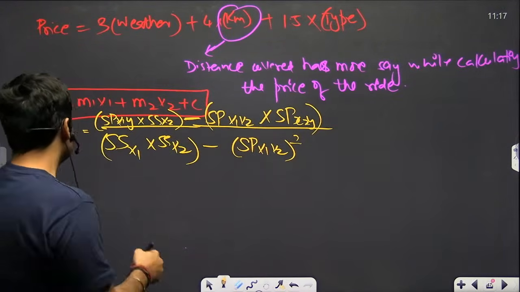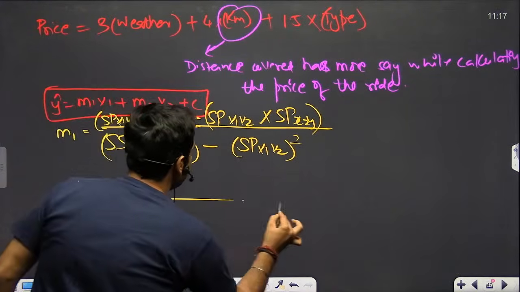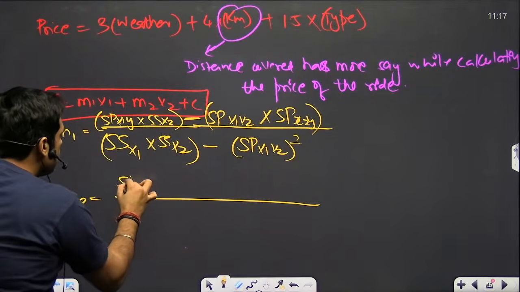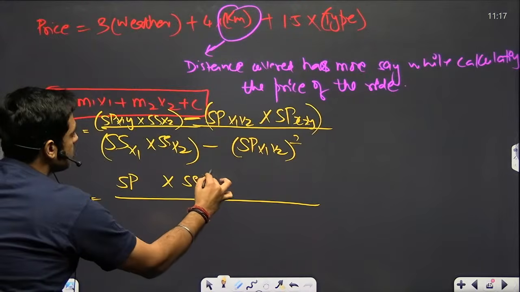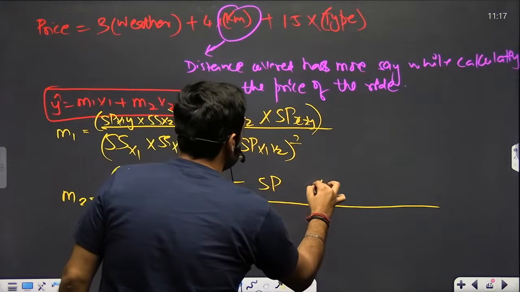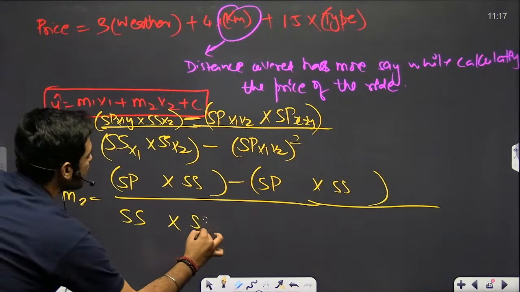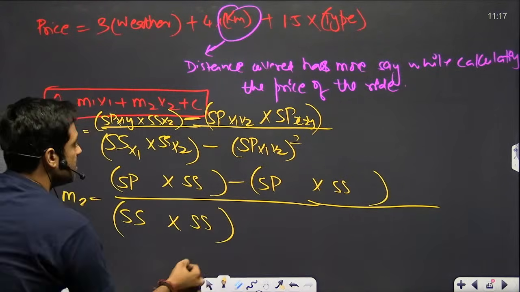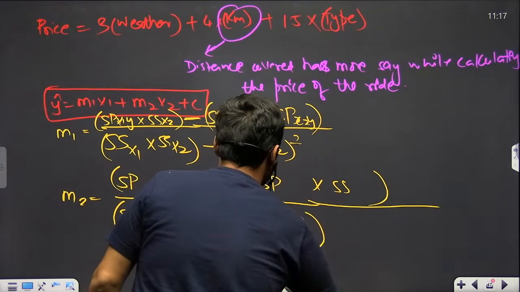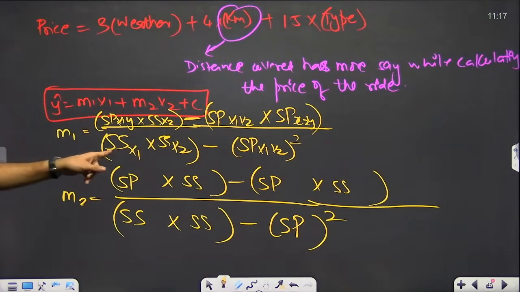Okay, so m1, and similarly I can write m2. I'll tell you what exactly m2 is. The best way to write it is: what is written above, Sp into Ss, minus again Sp into Ss. What will come below? Ss into Ss minus Sp whole squared. In m2 there will be a slight change.